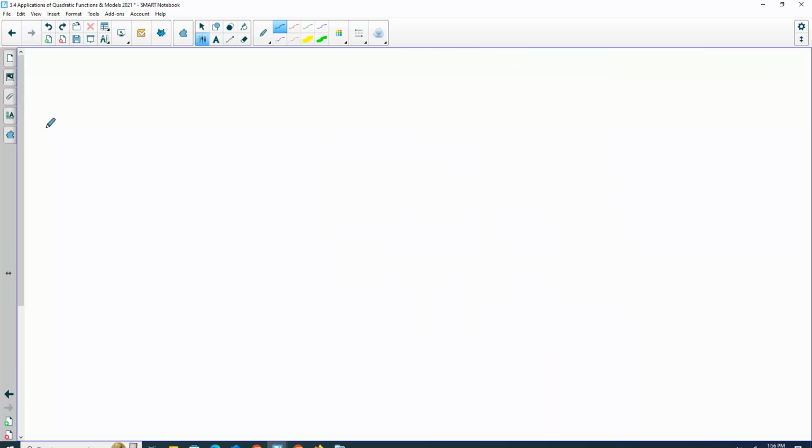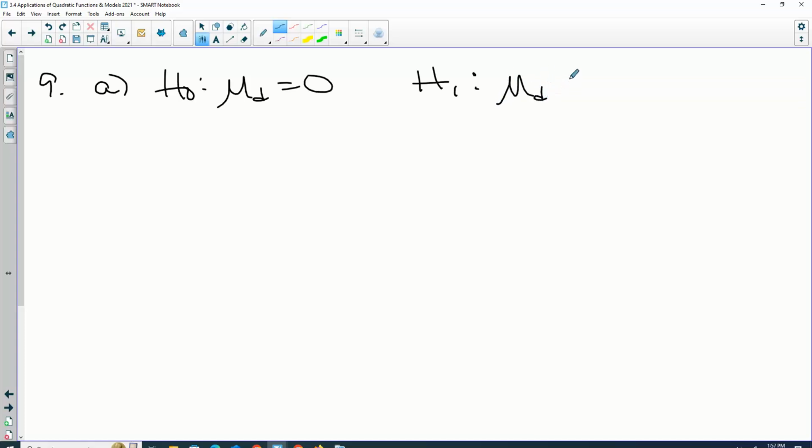Number 9 tells us, suppose the following matched pairs data. So what do I need to do? List L1, L2, and then L3 is the difference. So the null, anytime it's matched pairs, null is that the difference is 0. Alternative, we want to determine if the mean of the first group is smaller. If the first group has a smaller mean, what will be true about their difference?